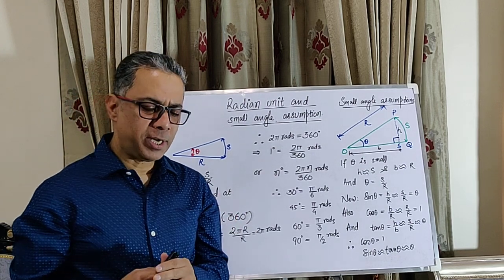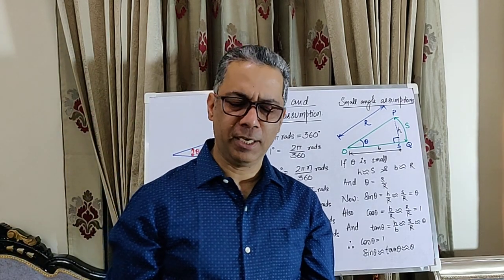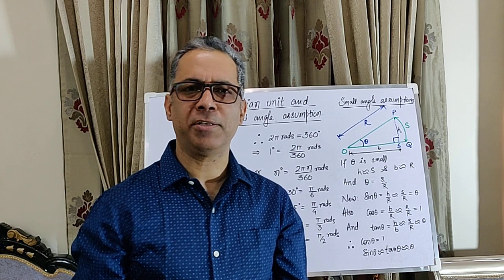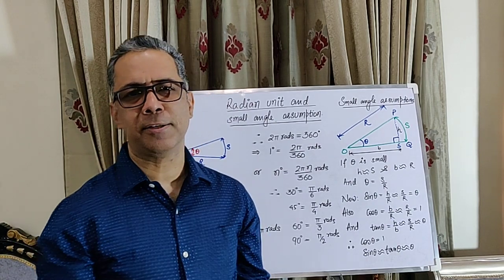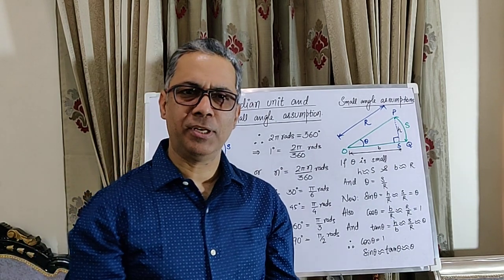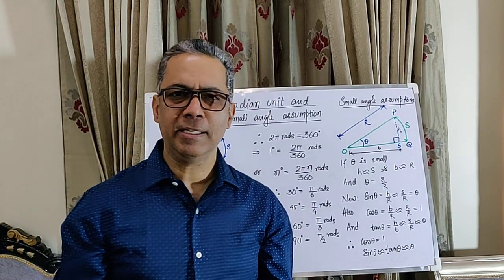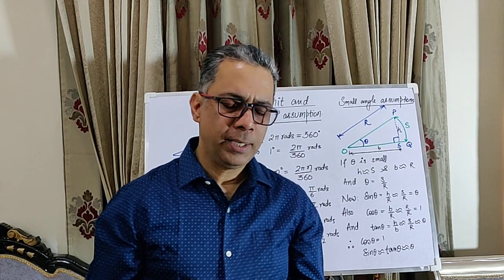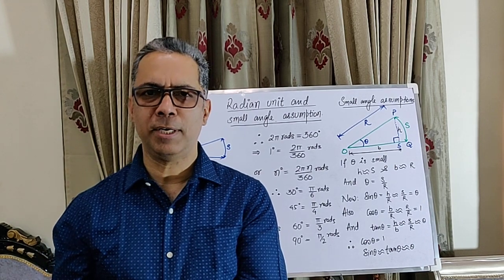Now when we measure angles, so far we have always measured angles in degrees. In junior classes, when you measure angles, they're always measured in degrees. But now as you approach senior classes or college level physics and mathematics, you start measuring angles in what's called the radian unit. Now what is this radian unit and how does it correspond to degrees?